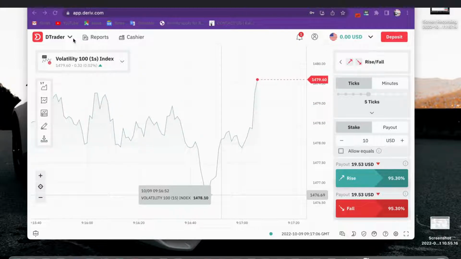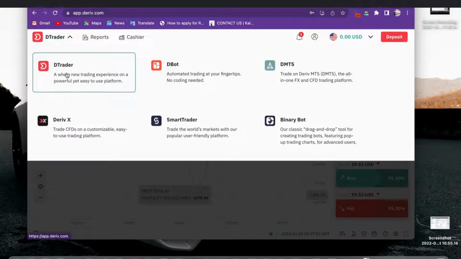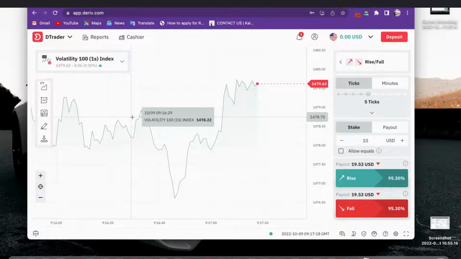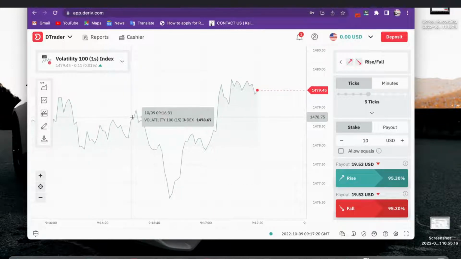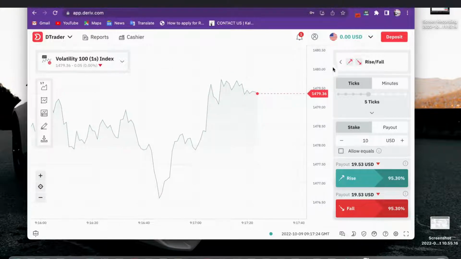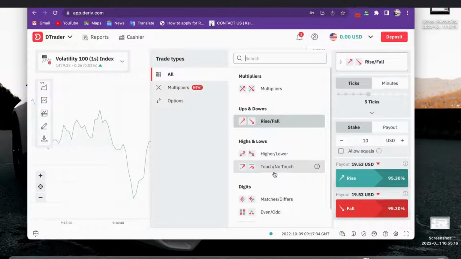And then if it doesn't, you come here, you select D Trader instead of DMT5. Then on D Trader, you will get something like this. These are called rise and falls. You have many options: multipliers, highs and lows, no touch, and also rise and falls.